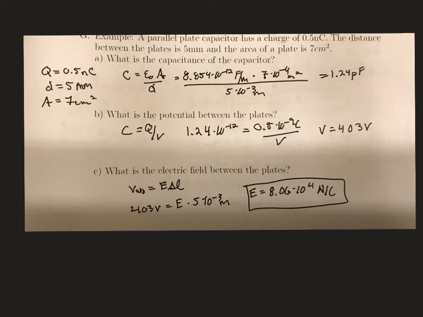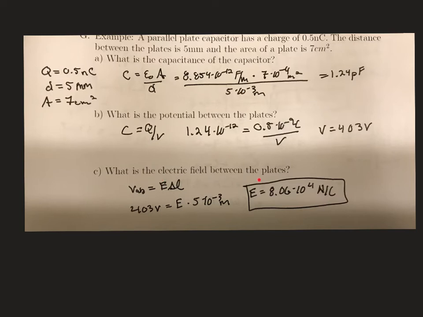We then want to know what the potential between the plates is. And since we know the charge on one of the plates, and we also now know the capacitance, we can find the potential between the plates. So we're going to plug in our 1.24 times 10 to the minus 12, which is going to equal 0.5 times 10 to the minus 9 coulombs, divided by the potential, and the potential turns out to be 403 volts.